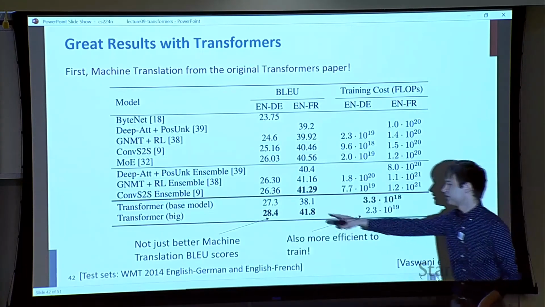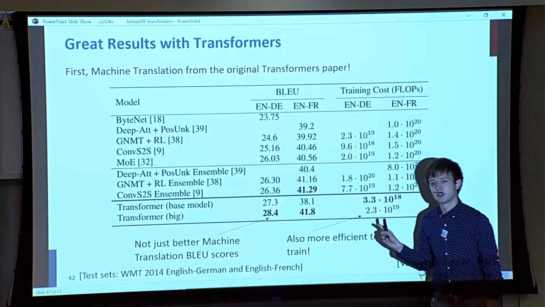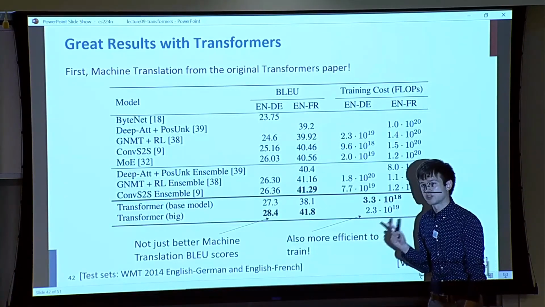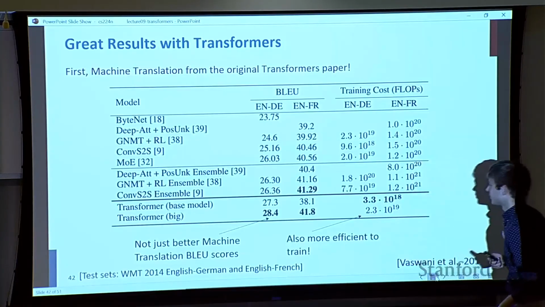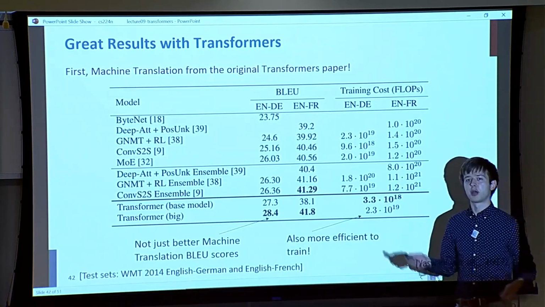But then also, not only do you get better BLEU scores, you also had more efficient training. We had a lot of tricks that went into getting training to work better, so you have more efficient training here. Okay, so that's a nice result. That was in the original paper.